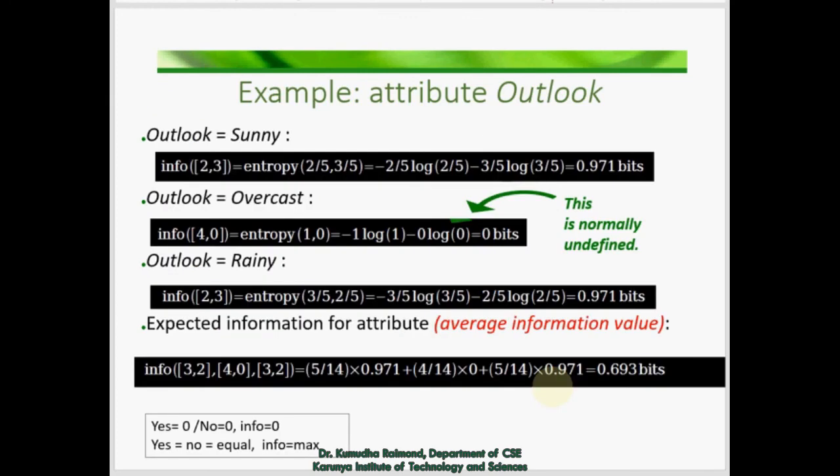How to calculate? There are 5 instances out of 14 with the entropy value of 0.971. That is this value. Then 4 instances out of 14 with an entropy value of 0 and 5 instances out of 14 with the entropy value of 0.971. So this is going to be the average entropy value for all the 14 instances of your data set.